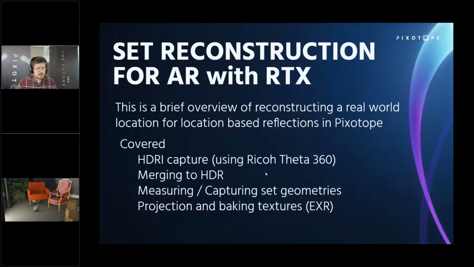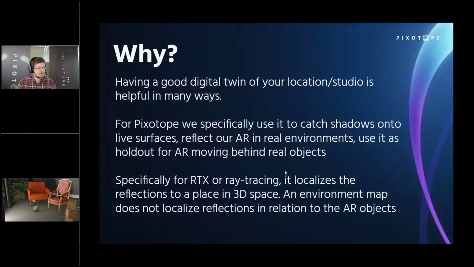So we are now going to look through how we will use this camera to generate a cube map, by doing multiple exposure captures, combining that to a single HDR, and then reconstructing our set geometry and projecting our capture onto this geometry. This is useful, in short, for correct shadows, correct reflections, as well as having a correct holdout geometry, allowing us to layer AR in front or behind physical shapes.